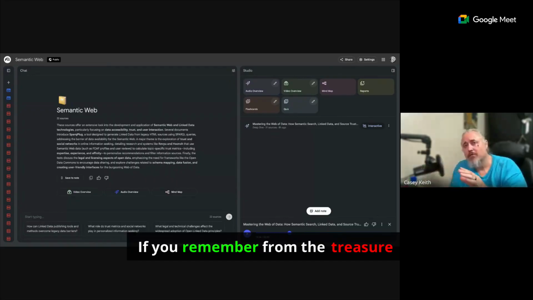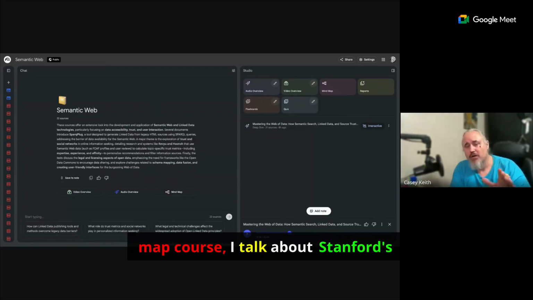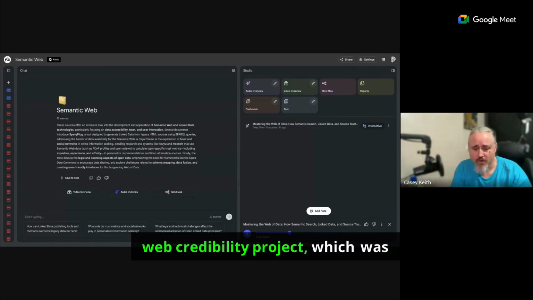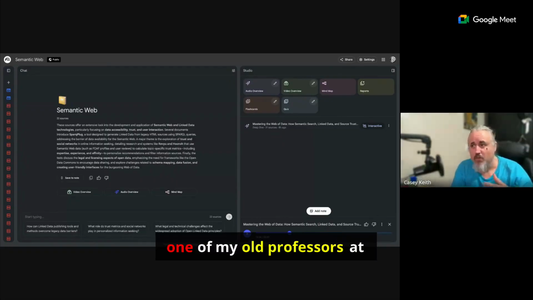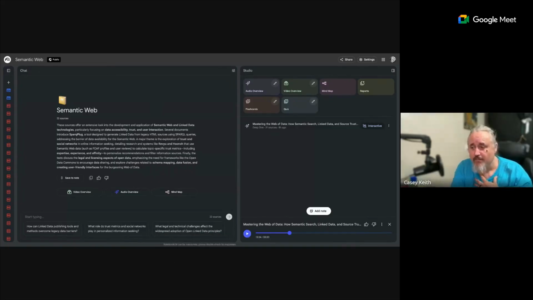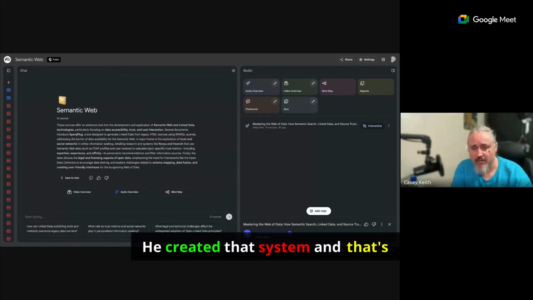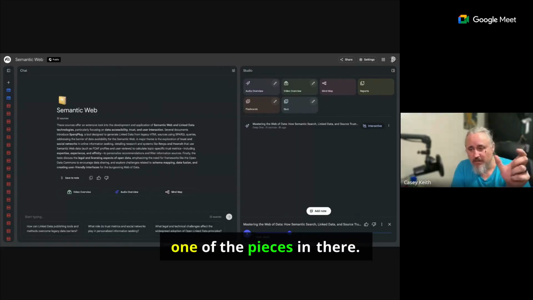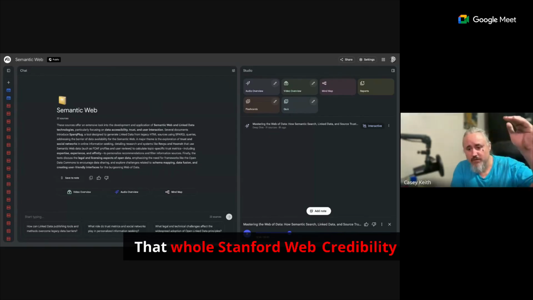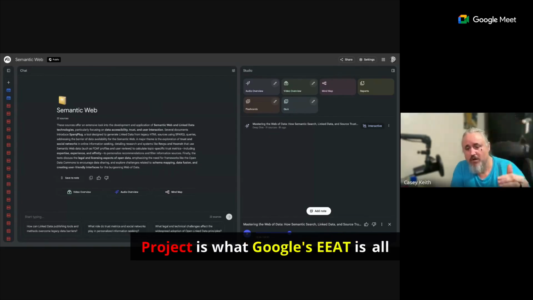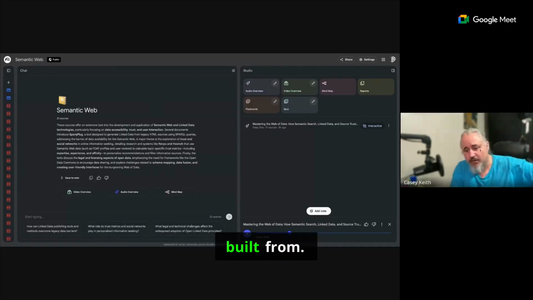If you remember from the Treasure Map course, I talk about Stanford's Web Credibility Project, which was created by one of my old professors at Stanford. His name was B.J. Fogg. He created that system, and that's one of the pieces in there. And so that whole Stanford Web Credibility Project is what Google's EEAT is all built from.